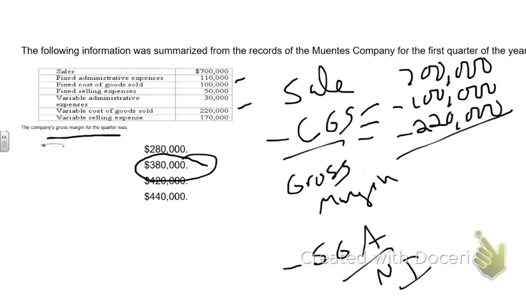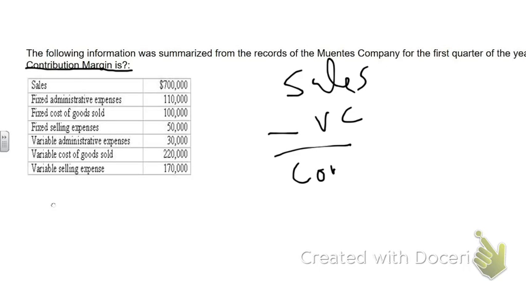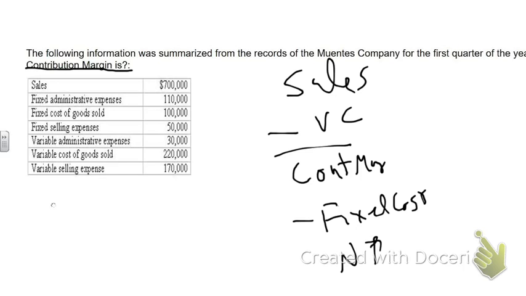And finally, the last question for Chapter 1 is asking for the contribution margin. So now I'm going to take sales minus variable costs equals my contribution margin, minus my fixed cost, and that'll give me my net income.